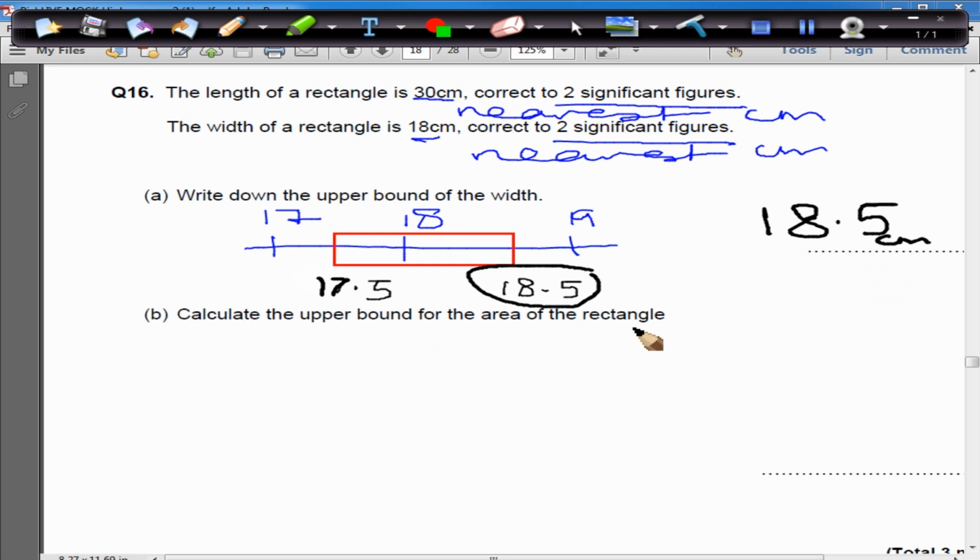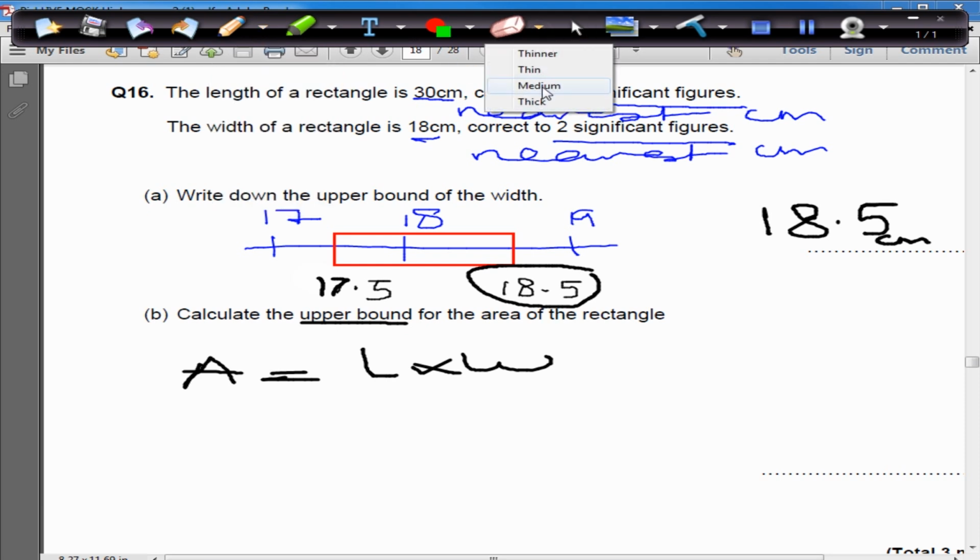Calculate the upper bound for the area of the rectangle. Now we know that the area of a rectangle is equal to, what's the formula for area? Length times width. If we want to work out the upper bound area, then we need to consider the length upper and the width upper. Okay, what's the length upper? That's going to be 30.5.